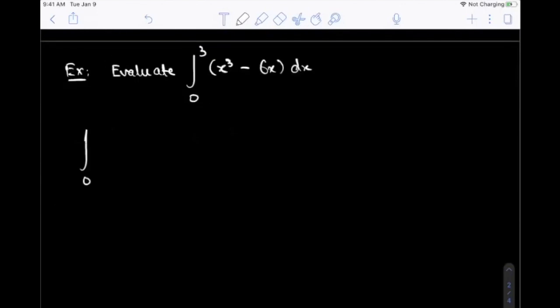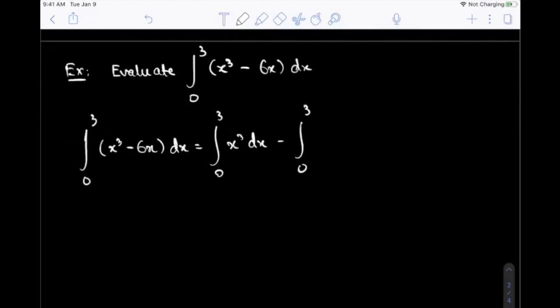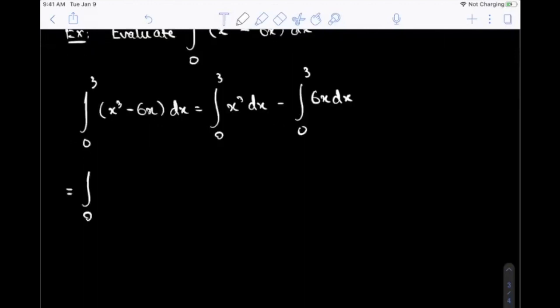So the original problem can be written as the integral from 0 to 3 of x cubed dx minus the integral from 0 to 3 of 6x dx. Remember, the 6 is the constant multiple, so you can pull it out of the integral operations. So you get the integral from 0 to 3 of x cubed dx minus 6 times the integral from 0 to 3 of x dx.